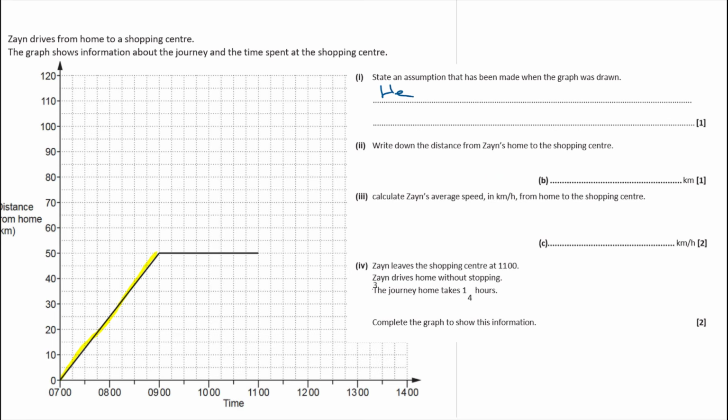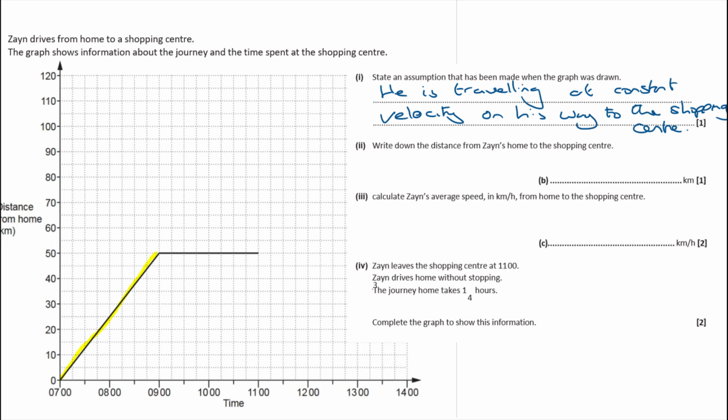So he is traveling at constant velocity on his way to the shopping centre. Okay, so that is an assumption. It's clearly a false assumption. It's not going to happen, but it simplifies the problem down enough so we can actually sketch it.